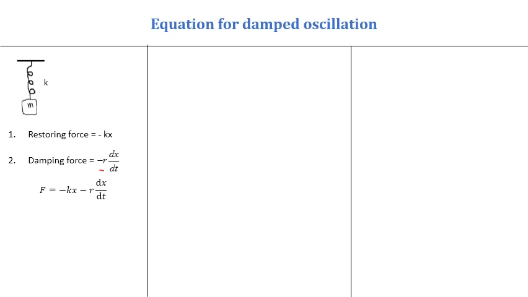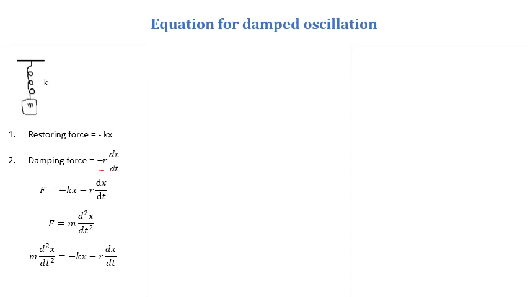The force which makes the system oscillate is given by Newton's second law, F is equal to m into a, where a is the acceleration, which is nothing but d square x by dt square. So we can write F is equal to m into d square x by dt square. At equilibrium, both the forces are equal. That implies m into d square x by dt square is equal to minus kx minus r into dx by dt.